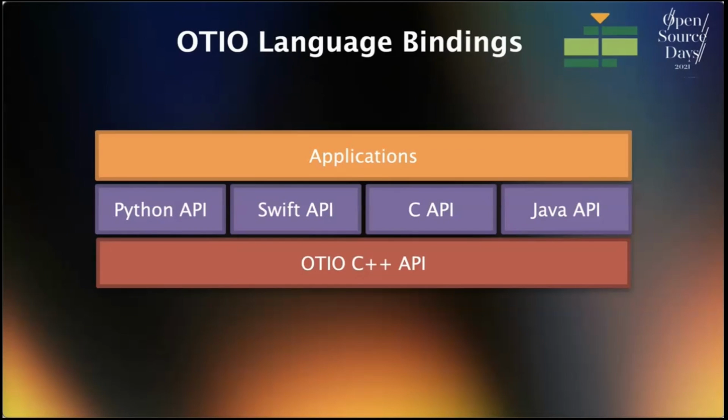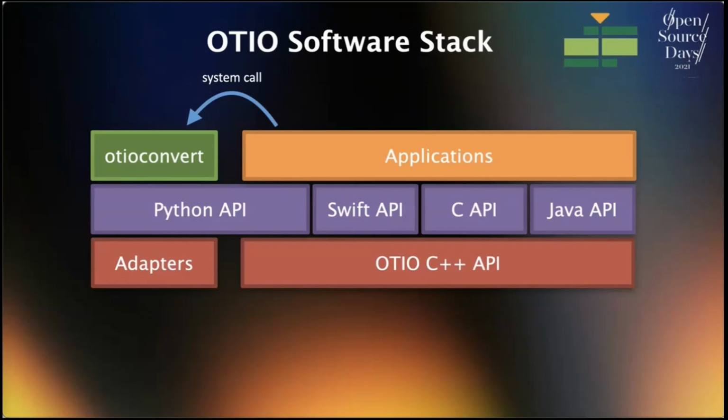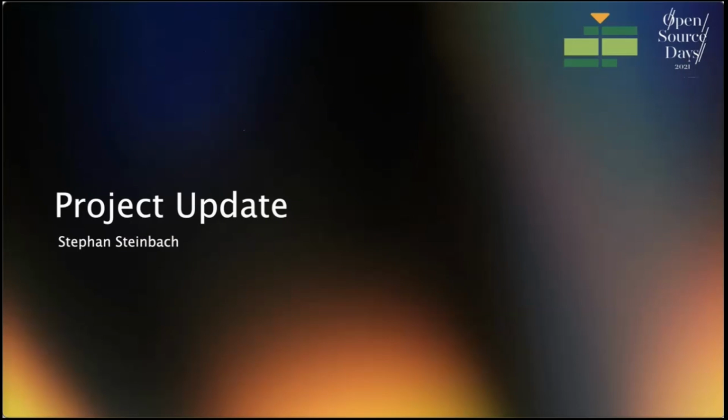OTIO's core is written in C++ and includes language bindings for Python, Swift, C, and Java. This means that the same functionality is supported by all of those languages, and developers can use the language that best suits their own application. OTIO adapters are written in Python, which means that non-Python applications will use the external OTIO convert utility for file format conversion. And with that, I'd like to hand it off to Stephan.